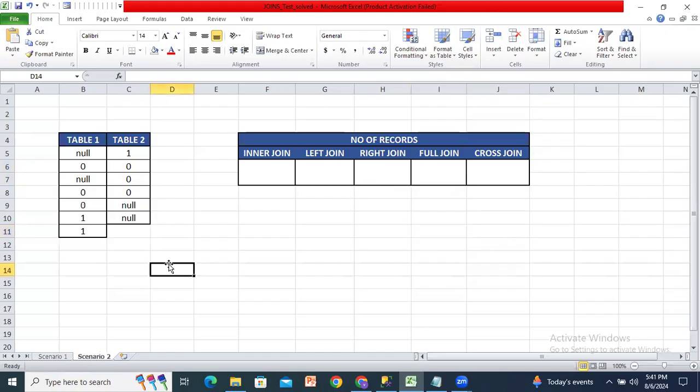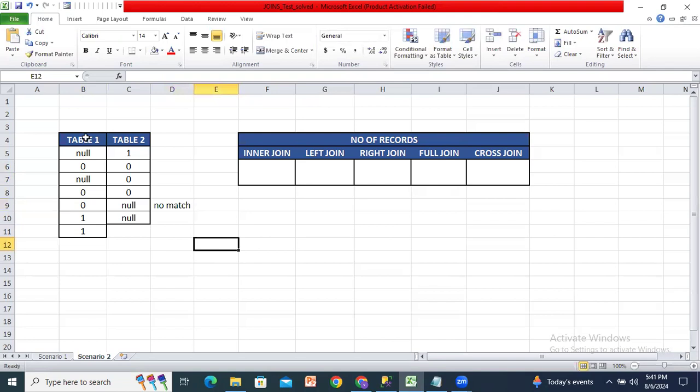Then scenario 2. In scenario 2, I have just added some null records and zeros. Okay, now we'll look into this part too. So in inner join, how many records? First, null is checked against table 2's first row. 1 not matching, 0 not matching, 0 not matching, null. So is table 1 null and table 2 null matching or not? Our answer is simple: no match.